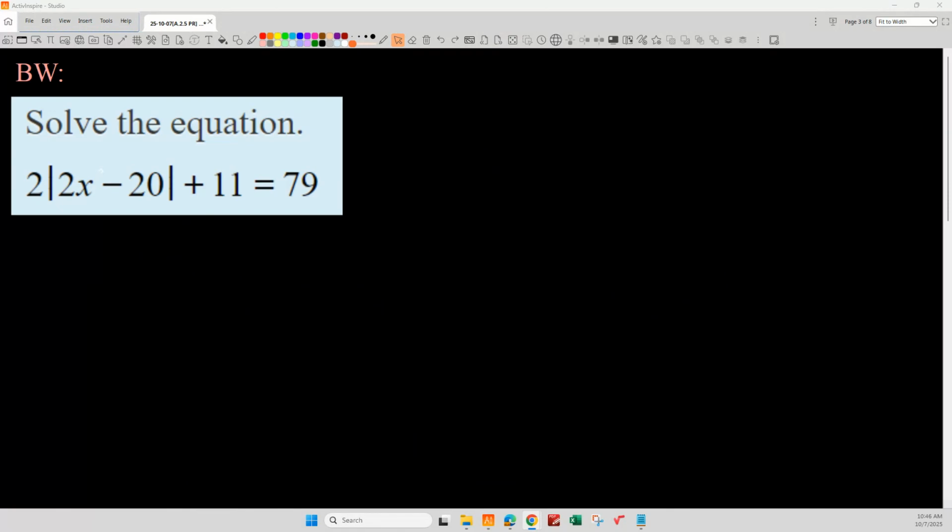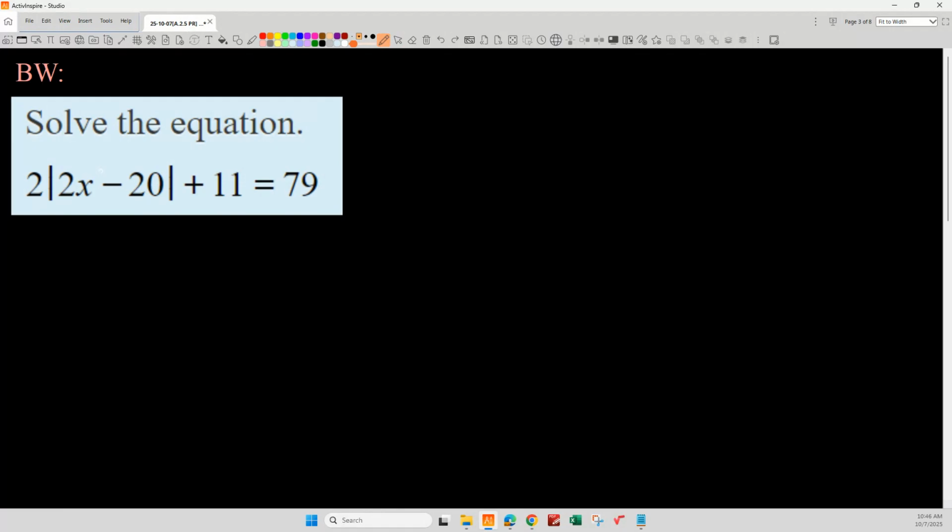What do we do first? Okay, but I don't want specifics yet. What's our goal? Isolate the absolute value. What are the 2 steps to accomplish that? Good. Subtract 11 and then divide by 2. Perfect. Okay, so let's do that.